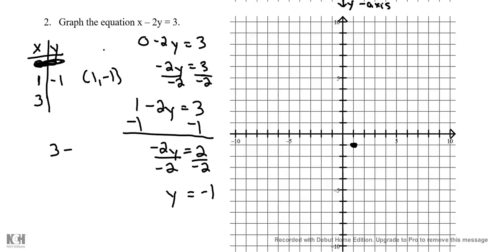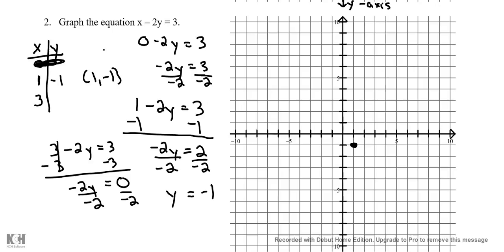And again, you can pick whatever you want, but it's best to pick numbers that you don't think are going to land you in fraction territory because it's hard to graph fractions. So 3 minus 3 is nothing. We have negative 2y equals 0. Divide by negative 2. So y equals 0. So the second point we have is 3, 0. So we're going to go over 3, up or down 0. Right there's my second point. And we draw a line. And again, my straight lines aren't very straight, but that's okay.